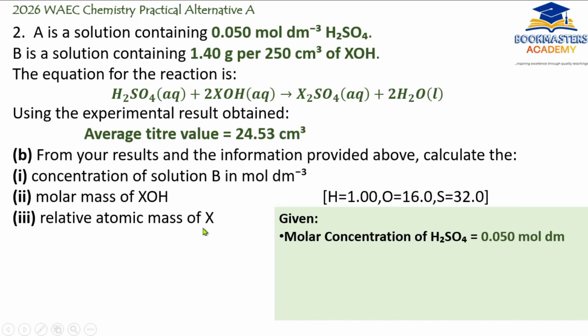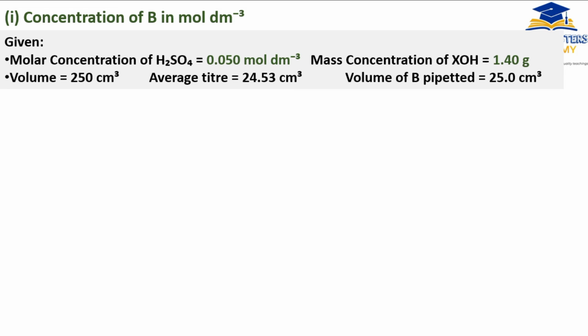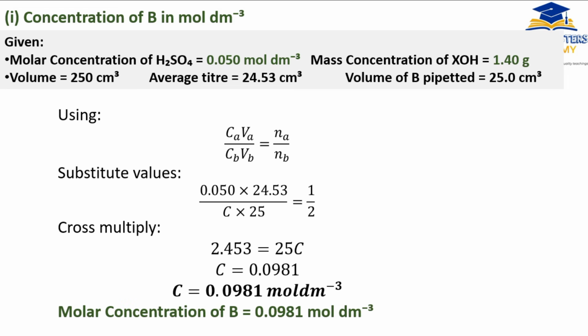So let's get our data right. Molar concentration of the acid, or A, was given. Now, mass of the base was given in this volume. And these are our volumes of base and acid. Let's proceed. I have highlighted my data as usual to avoid stress, and we're about to calculate the concentration of B in moles per dm cube.